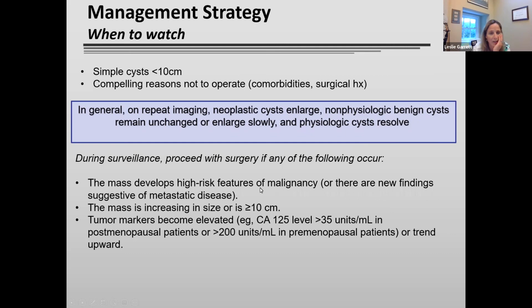But if you decide to watch, the one thing is, why are you watching? You are watching to see, does it develop risks that are concerning for malignancy? Does it grow? Does it change? This is when you're going to say, okay, we stop watching. It's growing. That's one of my criteria to stop watching and refer you to surgery. Setting that expectation up front is important, so patients aren't like, let's just get another ultrasound.